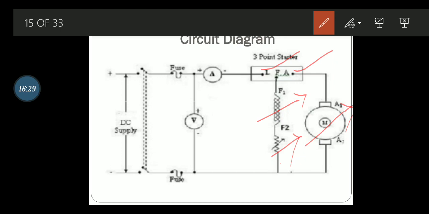And even here also the no load current can be measured by the ammeter, which is connected to the circuit, and a voltmeter which is connected in parallel with the motor in order to measure the supply voltage. Here also the same supply voltage, that is 230 volt DC supply, is given.